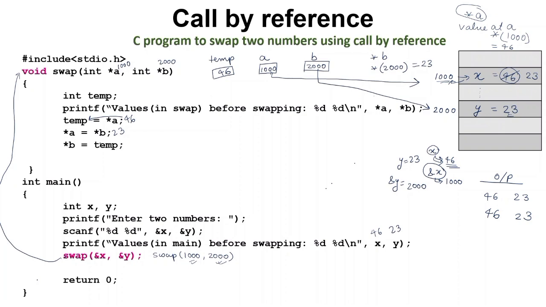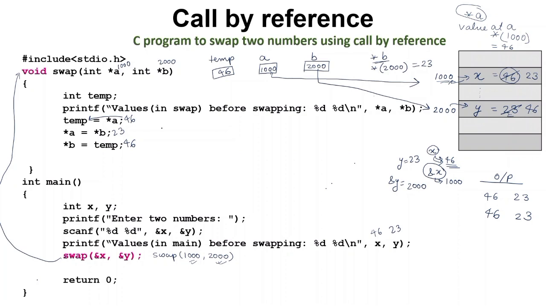Next is your temp. What is temp? Temp is your 46, and this 46 is assigned to value at B. When you say value at B, how do you go? B is your 2000. You go to that memory address and you access the value inside that memory address. So what is it? 23. It is replaced with temp value, that is 46.